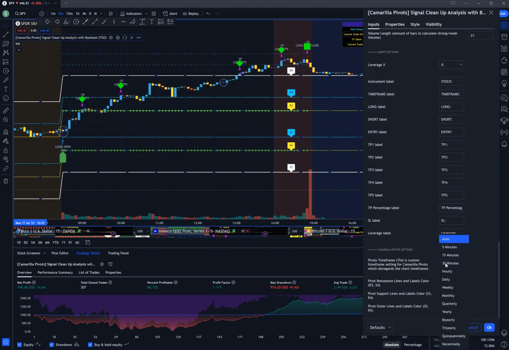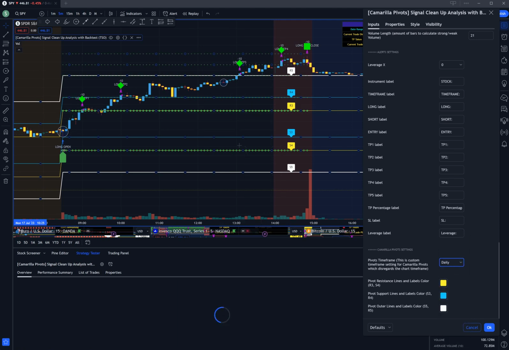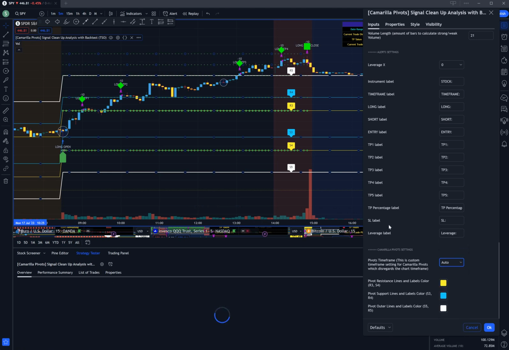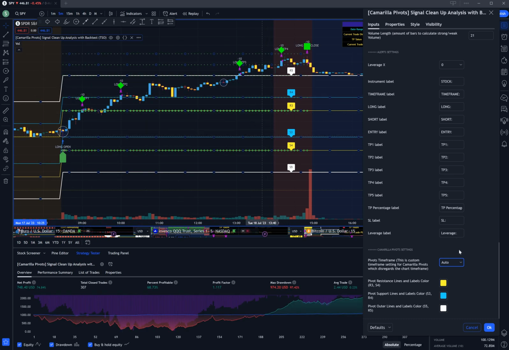So this, the pivot settings, this is specifically for Camarilla Pivots. As you know, Camarilla Pivots historically uses previous day, and automatic is set up for daily. It should be the same for previous daily settings of highs and lows, and it uses those settings to draw these pivots which are used in this particular algorithm.